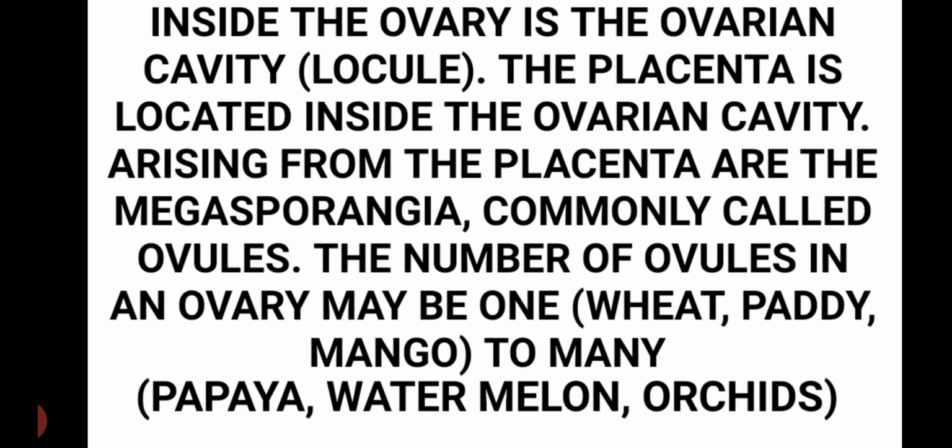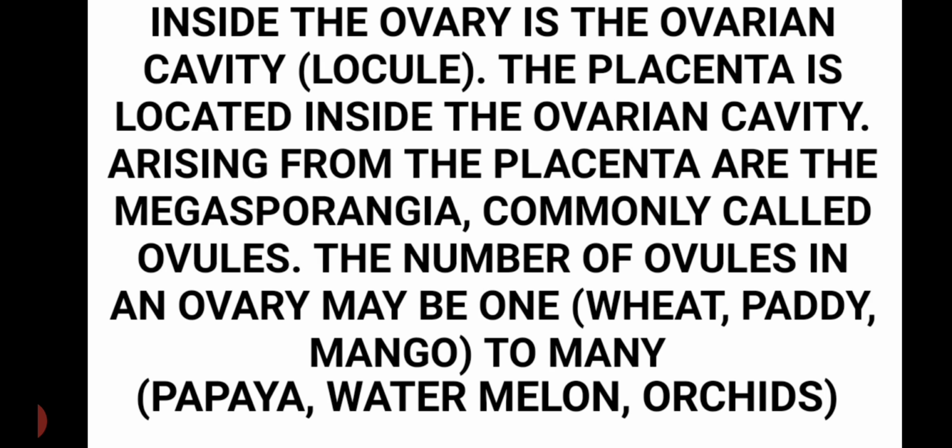Now this is the structure of a pistil. On the top we have the stigma, then we have a long tube-like structure that we call the style, and at the last we have the ovary, and the ovary is present on the thalamus. Now inside the ovary there is an ovarian cavity, that means a free space, and that free space is known as the ovarian cavity, which we also call the locule.